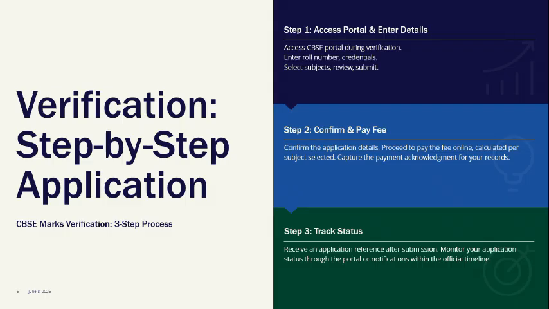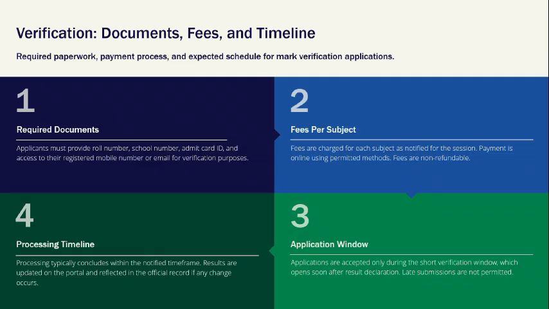Let's now go through the verification process step by step. Step 1. Access the CBSE portal. Visit the official CBSE Result Services portal during the verification application period. Step 2. Enter your details. Provide roll number, school number, admit card ID, and other required credentials. Select the subjects for which you want verification. Review all details carefully.